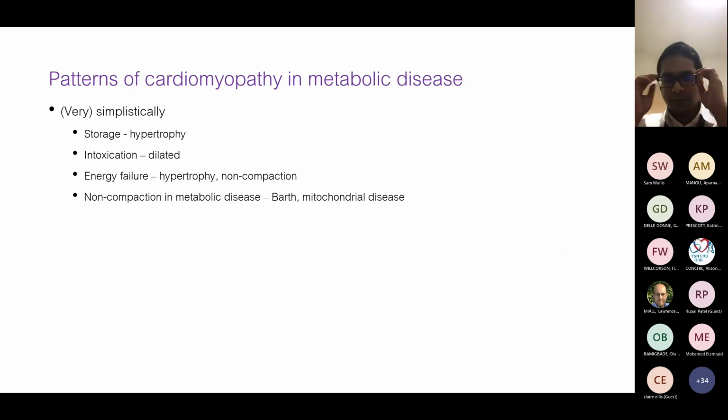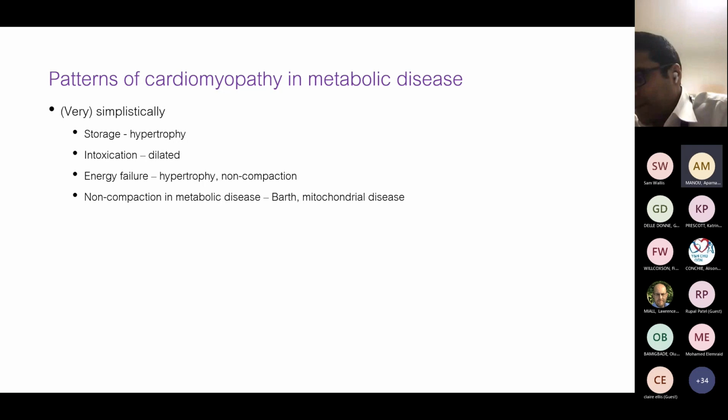There are perhaps some clues when we're thinking about which metabolic diseases it might be. To some extent, the pattern of cardiomyopathy that we see might help us think about the differential within metabolic diseases, extremely simplistically. So we are a simplistic bunch as metabolic paediatricians. Storage we tend to see associated with hypertrophic cardiomyopathy. The intoxication I would generally associate with dilated. If there's energy failure, then we may see hypertrophy, and sometimes we see this non-compaction appearance as well.